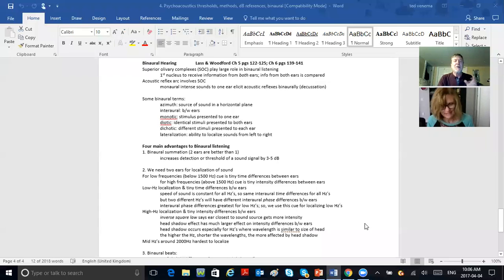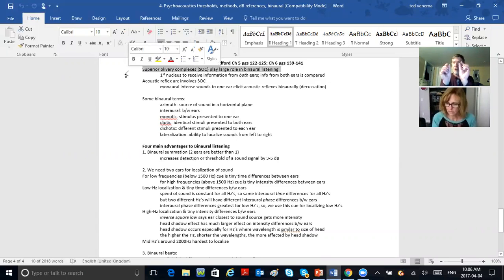I've done it. Anyway, so we're looking at superior olivary complexes. They are little areas inside your brain stem. Little tiny, and they look like olives, but they don't have pimentos, okay? These compare sounds from both ears. That's where your directionality comes from.